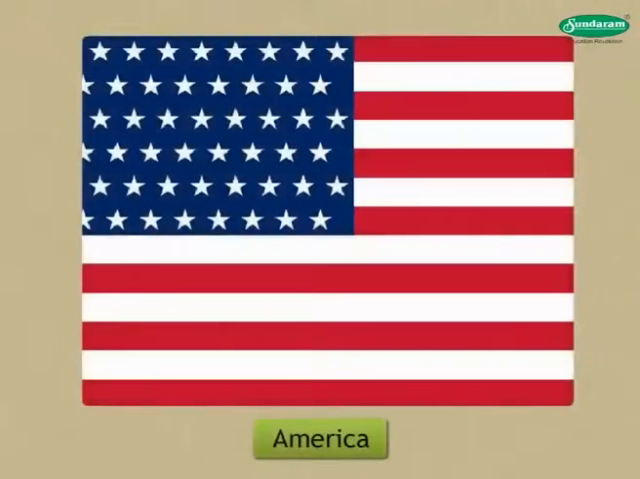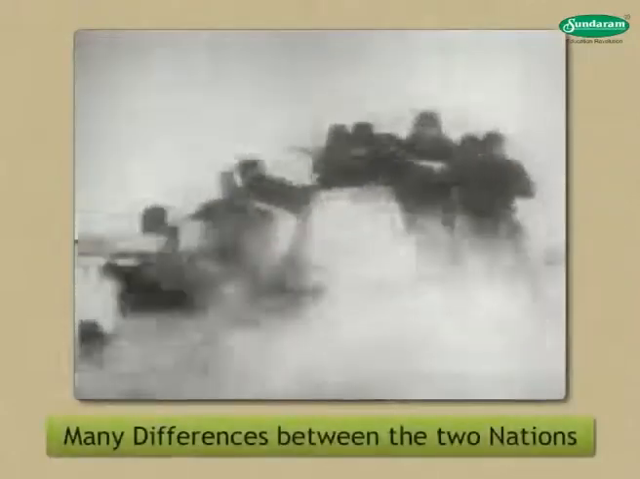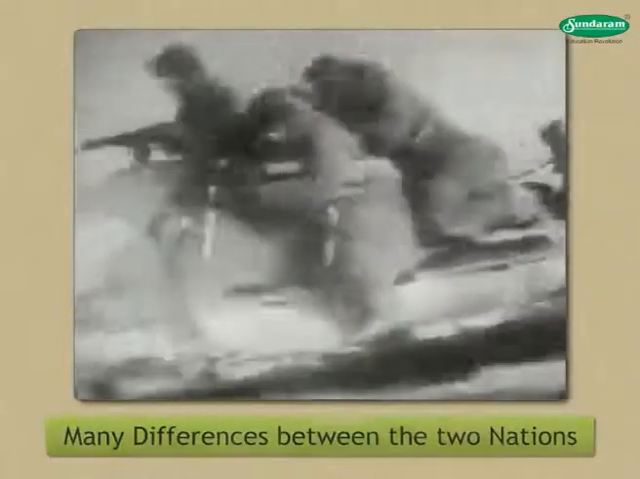Students, after the Second World War, the Soviet Union and America emerged as the two superpowers. There were many differences between the two nations. Their relations became unfriendly and tense. This was known as the Cold War. During this period, both nations wanted new independent countries to support them.